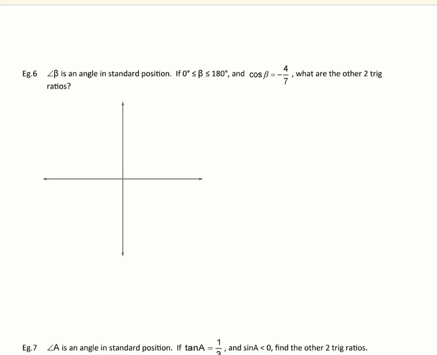And last but not least, let's put it all together. Angle beta, beta is just another Greek letter like theta, is an angle in standard position. If beta is between 0 and 180, so we know it's in the top half of the grid, and we know cos is a negative number, what are the other two trig ratios? First of all, we've got to be between 0 and 180, so we've got to be in the top two quadrants, because all the angles there go from 0 to 180.